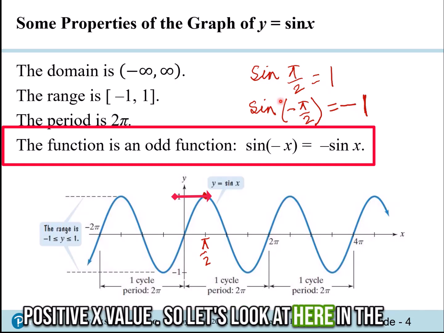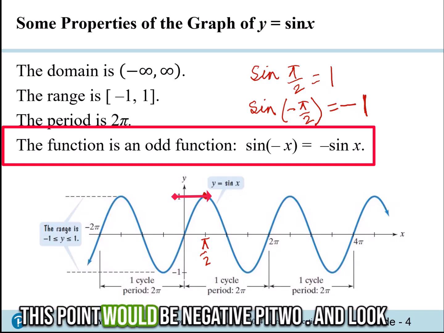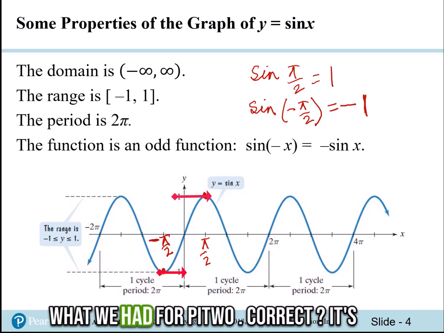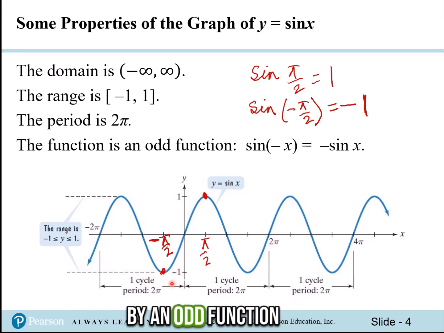So let's look at it here in the graph. This is pi over 2. On the negative x-axis, this point would be negative pi over 2. And look at the value of y here. It is the negative of what we had for pi over 2, correct? It's negative 1. So that's what we understand by an odd function.